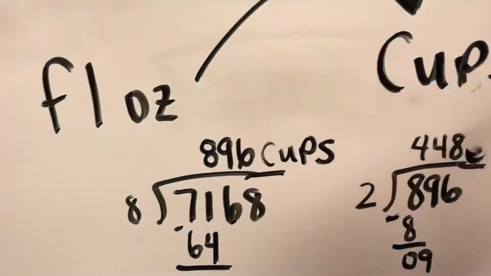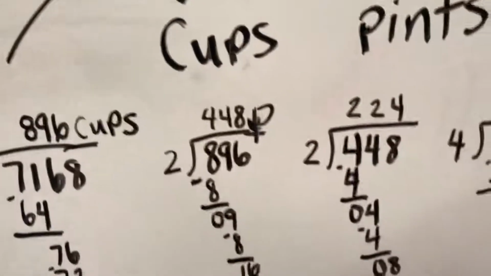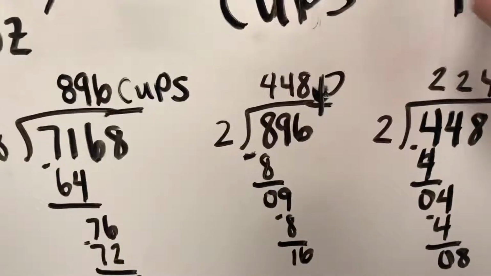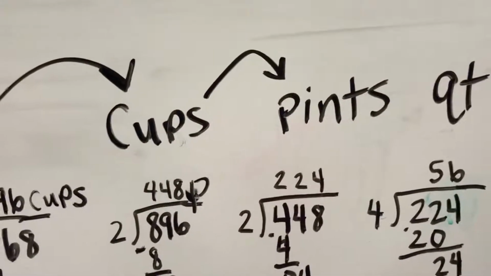And I'm at cups, so I need to label that. Oops, excuse me, I'm at pints. I need to label that as pints. Okay, so far I've done this. Now I need to go from pints to quarts. Well, how do I go from pints to quarts?